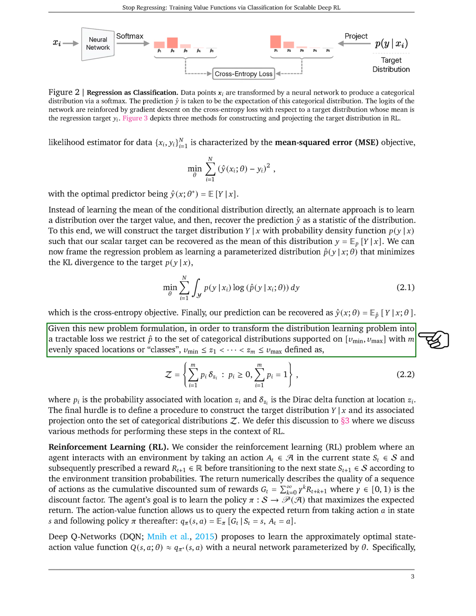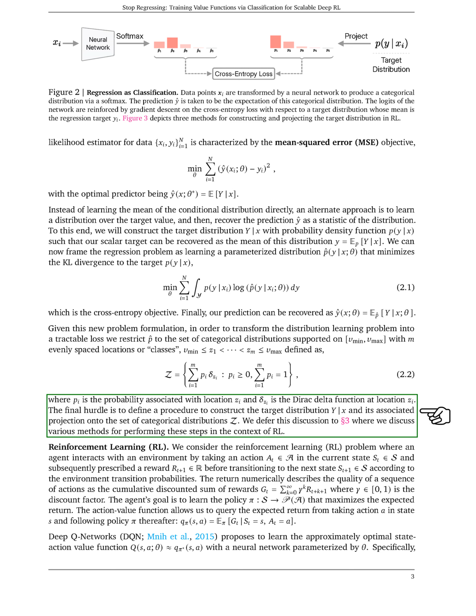To make this problem tractable, we limit our learned distribution to a set of categorical distributions supported on a defined range with evenly spaced locations or classes. The final step involves defining a procedure to construct the target distribution and its projection onto the set of categorical distributions, which we discuss in more detail in the context of RL.